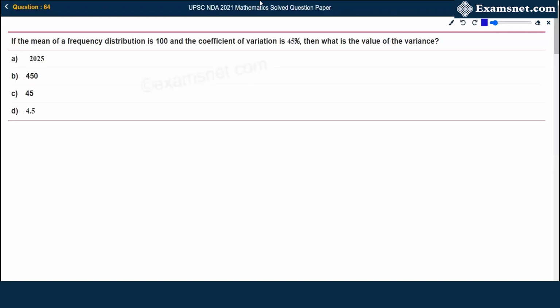In question number 64, it is given that if the mean of a frequency distribution is 100 and the coefficient of variation is 45%, then what is the value of the variance? Now, first let me discuss what is coefficient of variation and variance. Coefficient of variation is a measurement of consistency of data.